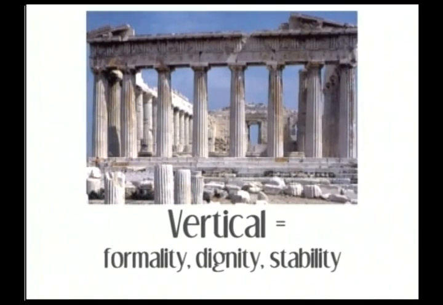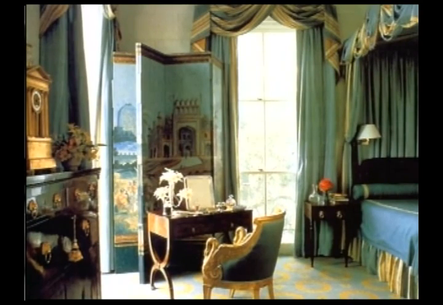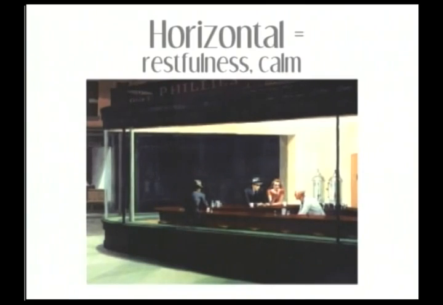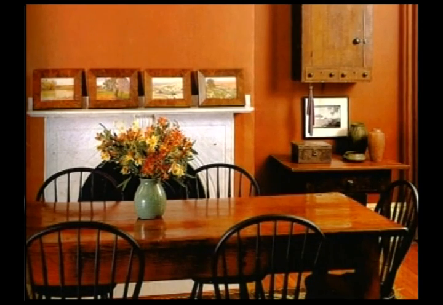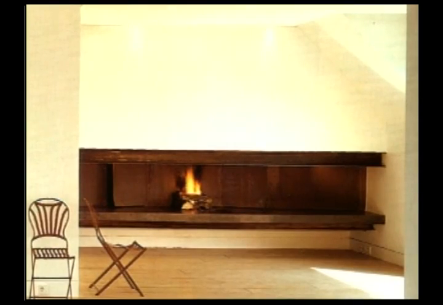Let's review. Vertical lines add formality, dignity, a sense of permanence and stability. In design, they add height. Horizontal lines have the opposite effect: restfulness, relaxation. In design, the horizontal line makes an object appear wider than it is.